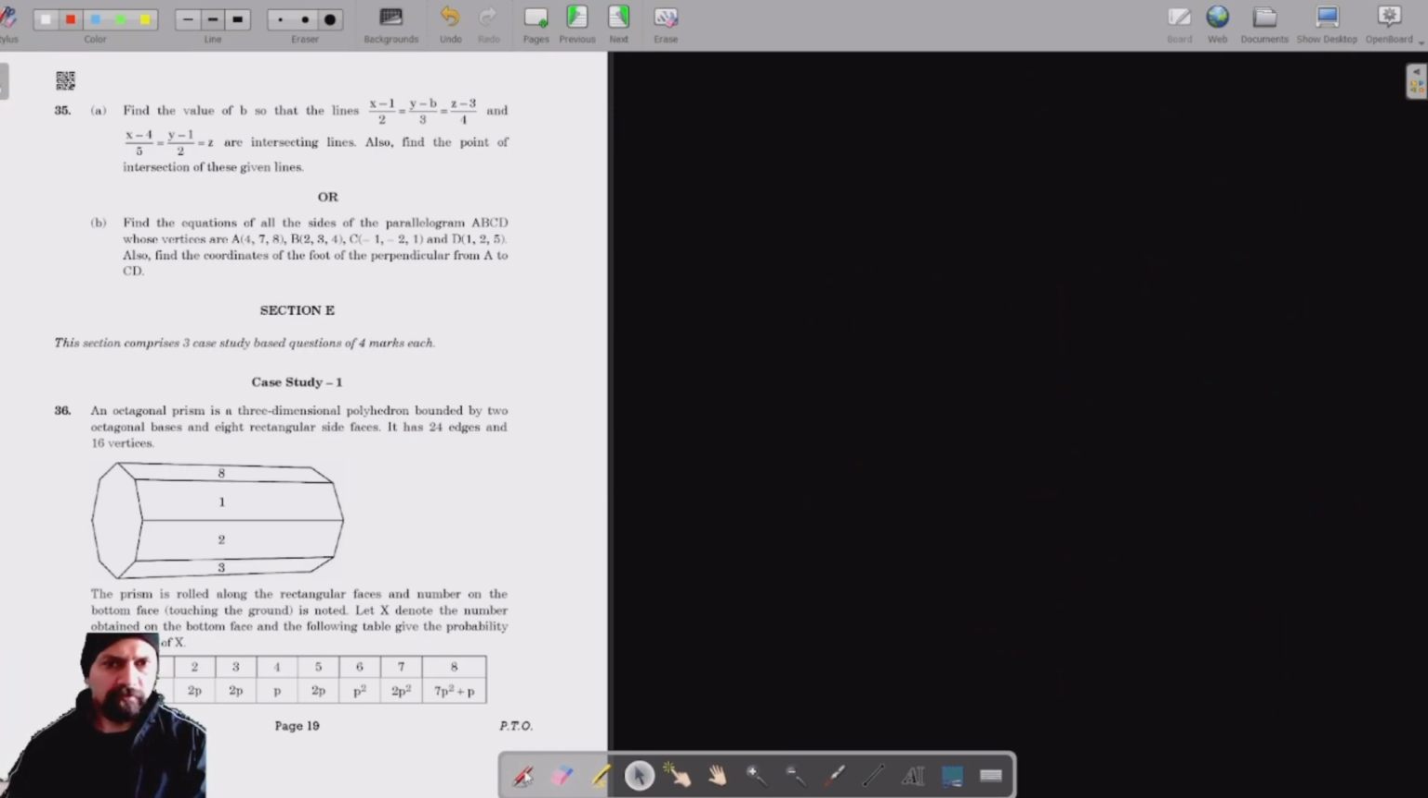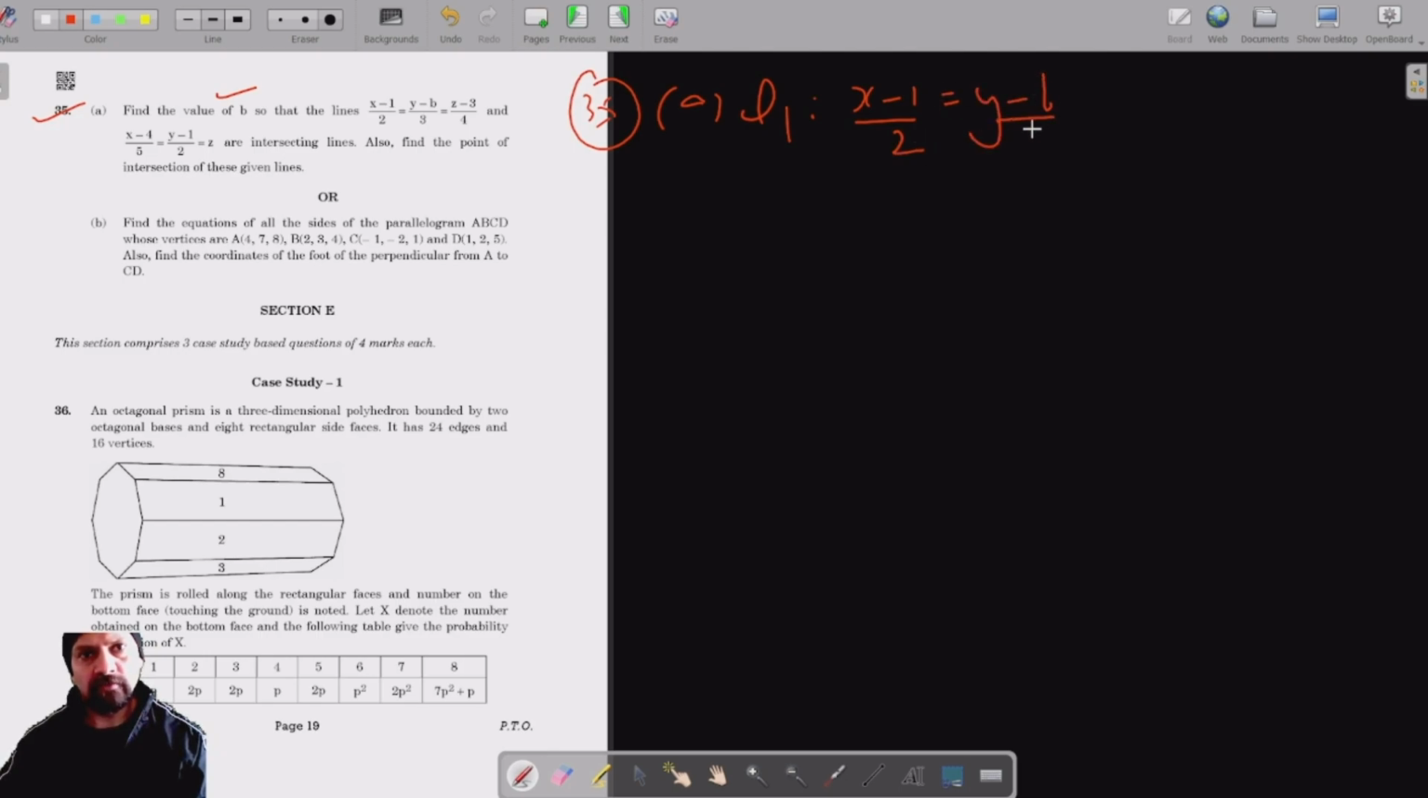Okay, for question number 35, we have to find the value of b so that the given lines are intersecting lines. Let's say we are on question number 35, part A. And let's say this is the first equation of the line L1, which is (x minus 1) by 2 is equal to (y minus 2) by 3 is equal to (z minus 3) by 4. And the next equation of the line L2 is (x minus 4) by 5 is equal to (y minus 1) by 2 is equal to z by 1.